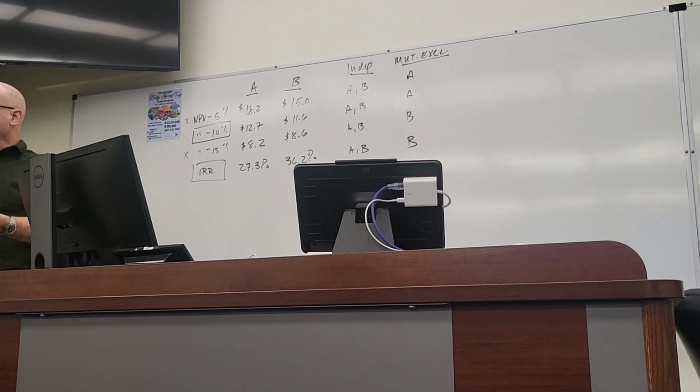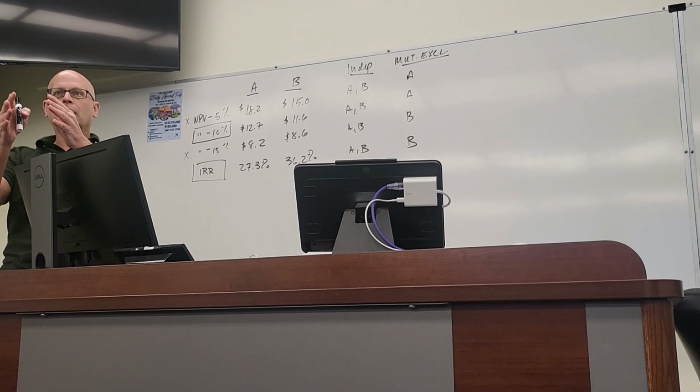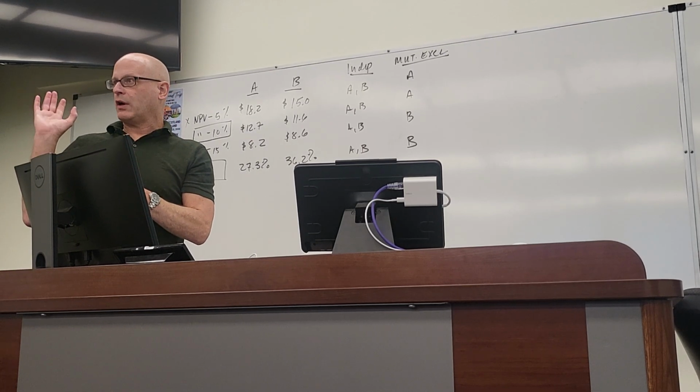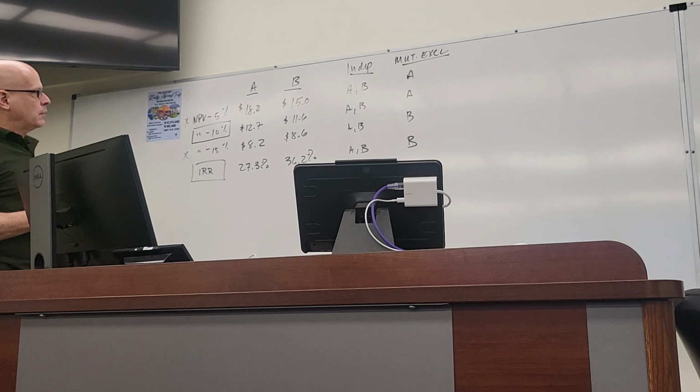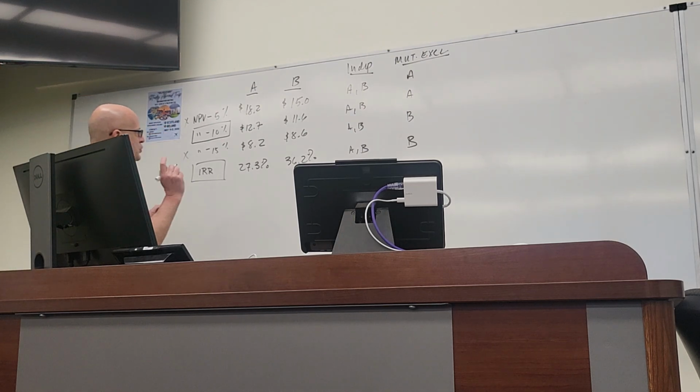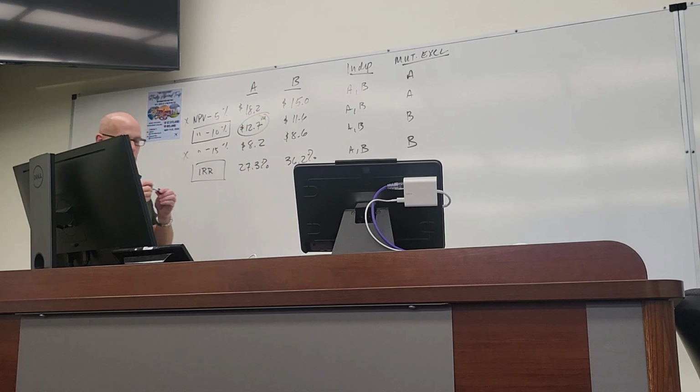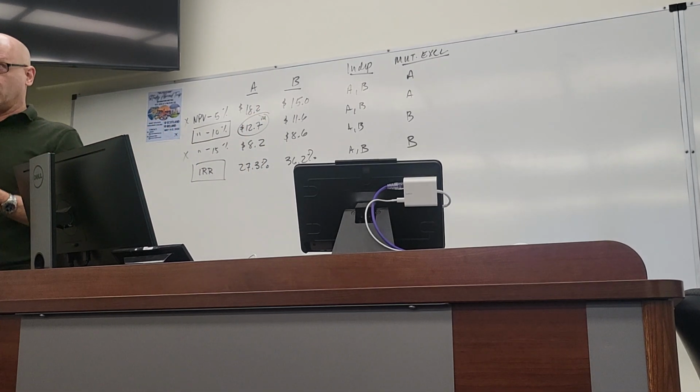NPV, because we want to raise the value of the firm the most, and it would rise by the amount of the NPV. Real quick aside. So we should do A. If these are in millions, this firm's value should increase by $12.7 million.